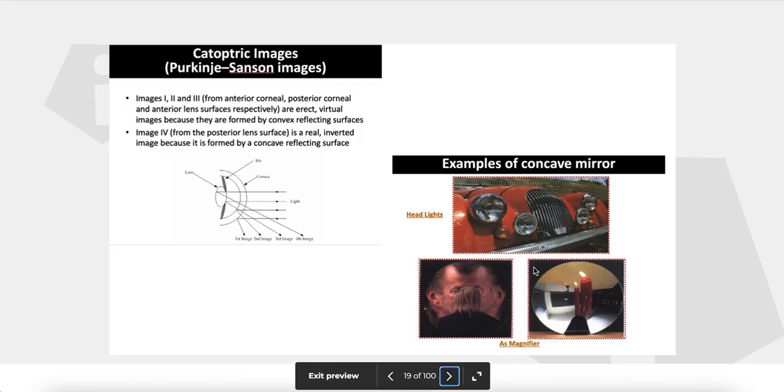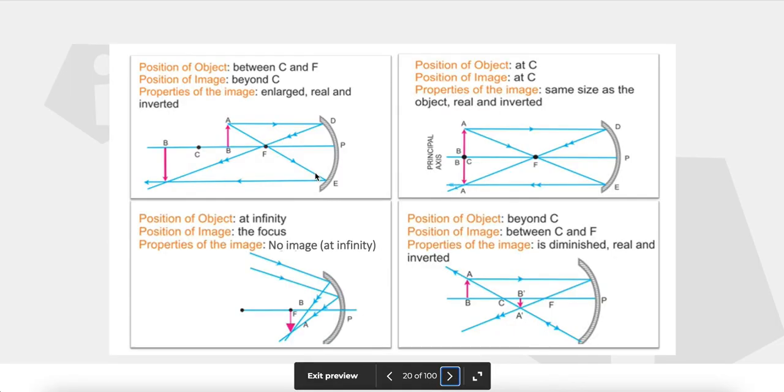As you can see here, a practical example for concave mirror is its use in headlights or as a magnifier, so the image is not always diminished in size. The character of the image will be dependent on the position of the object. In other words, if the object is present between the center of curvature and the focus, then the image will be present beyond the center of curvature, and it is real, enlarged, and inverted.